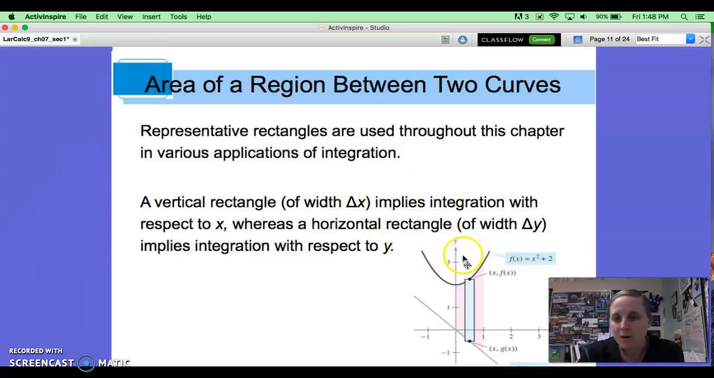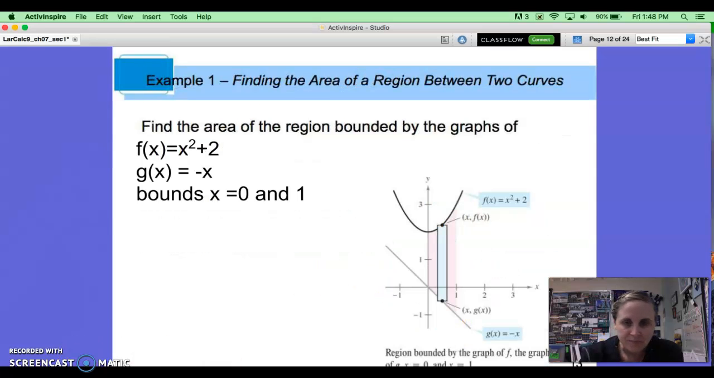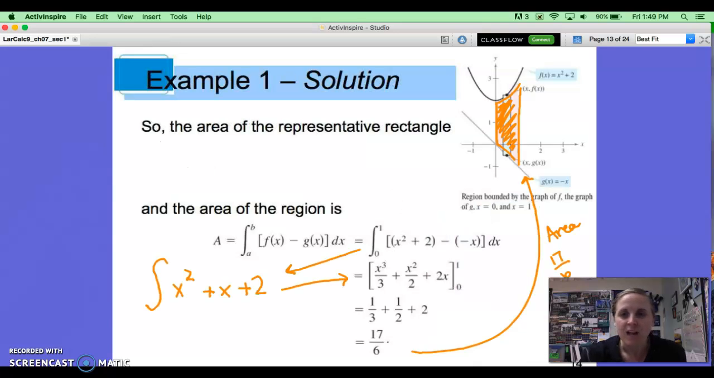So our first problem here, we're going to take the area underneath x squared plus 2. We are going to subtract away the area of negative x, and from here we're going to get this kind of weird looking trapezoidal shape. So our bounds that we're given in this particular case go from x equals 0 and stop at x equals 1.